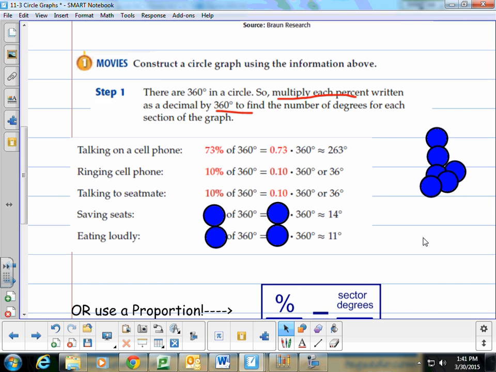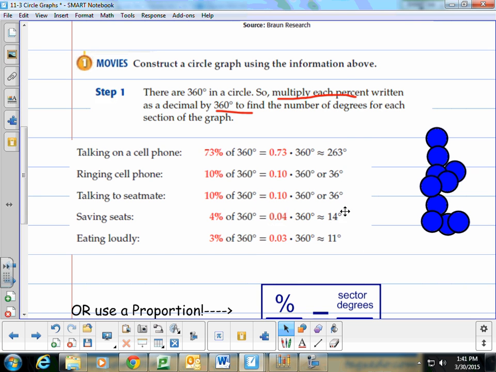Percent change to a decimal. Remember, these are approximate, so when this came out to be a decimal, like 4% of 360 was 14.4 degrees, we rounded to the nearest degree.